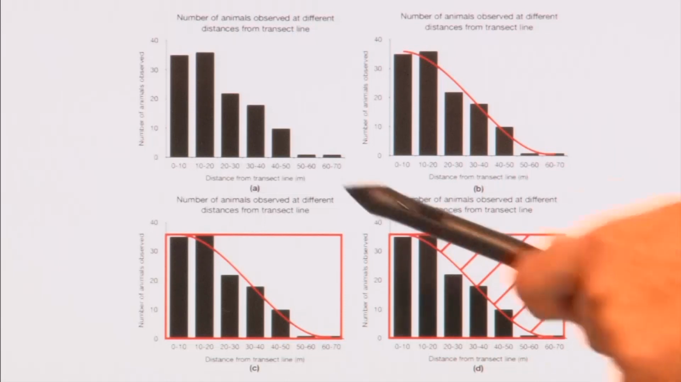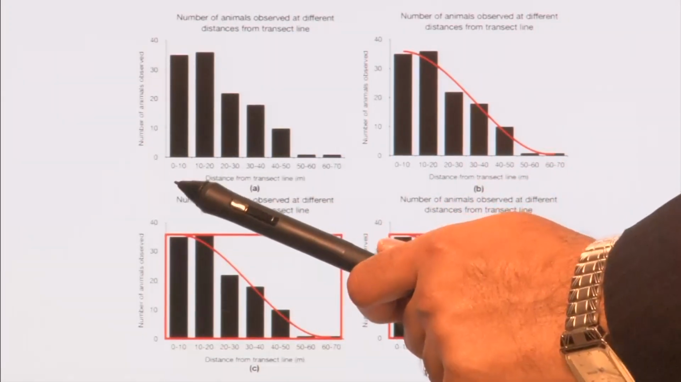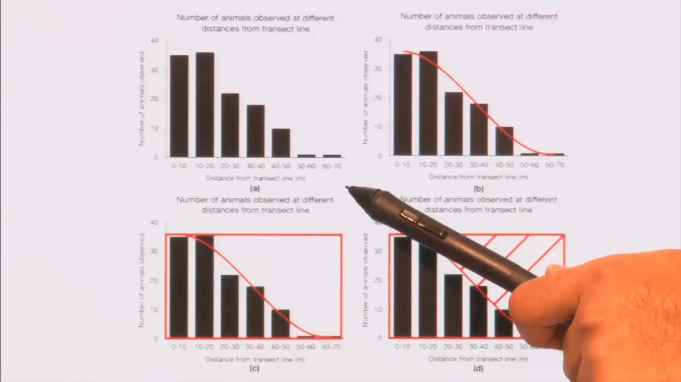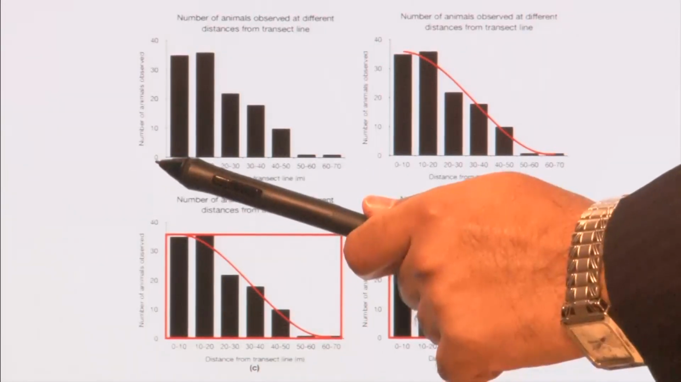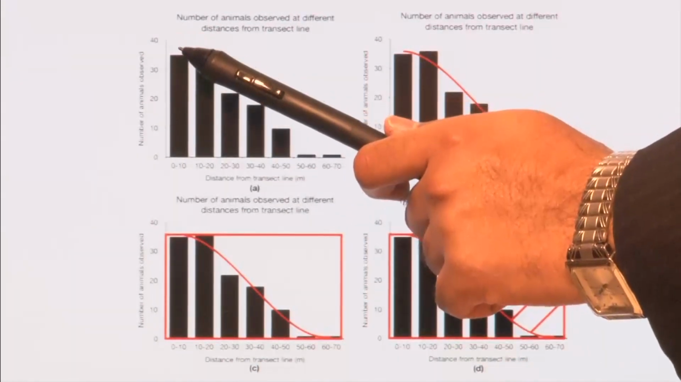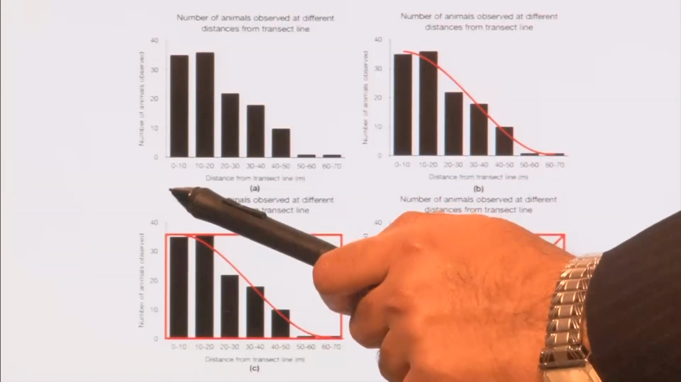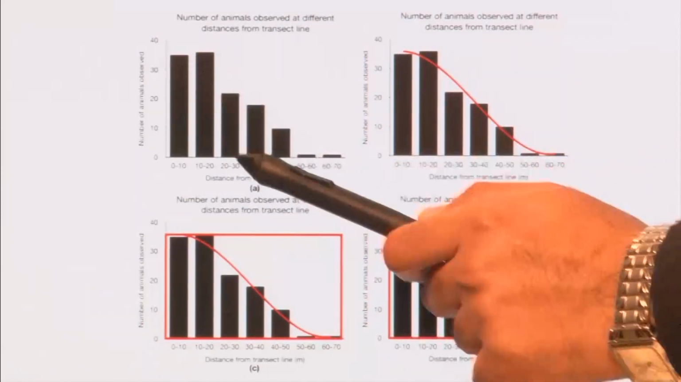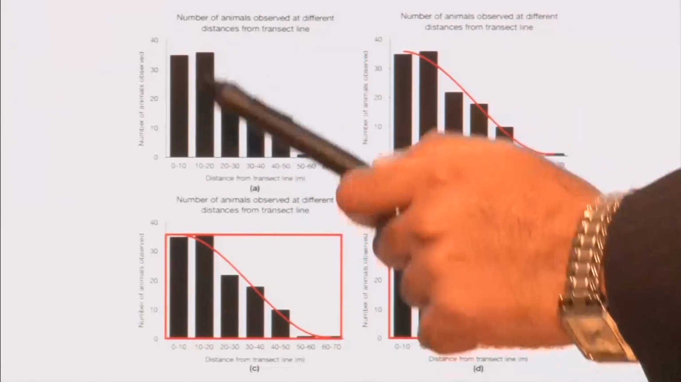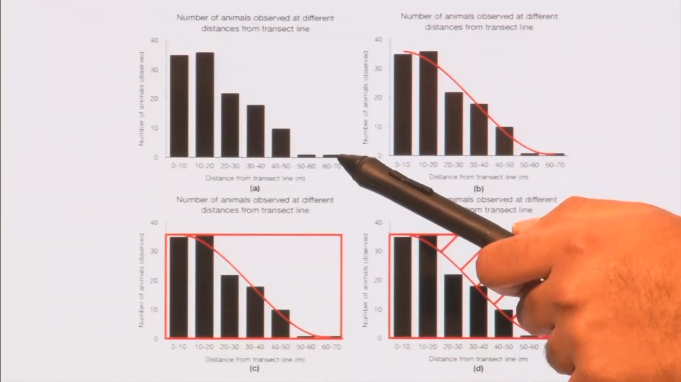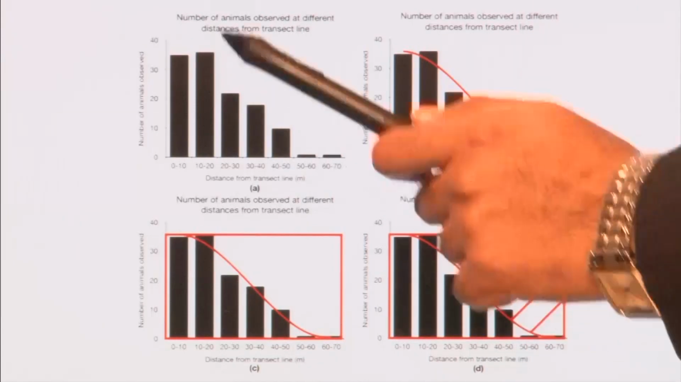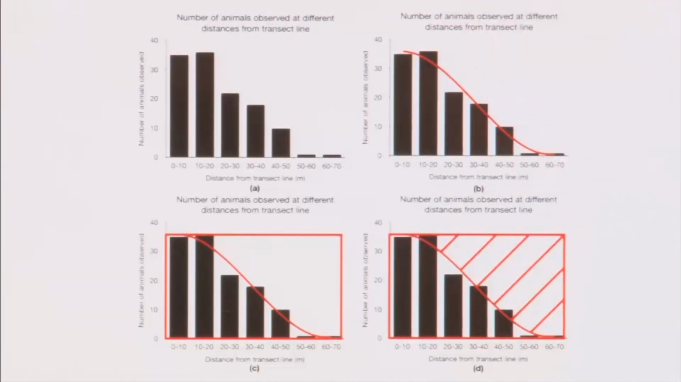So, what we have done in this plot is that we have noted out our distances from the transect line on the x axis and the number of animals that we have detected at different distances on the y axis. From 0 to 10 meters we saw 35 animals, from 10 to 20 we again saw 35 animals, and at a large distance we saw only one animal. So, this is our bar diagram that we got from it.